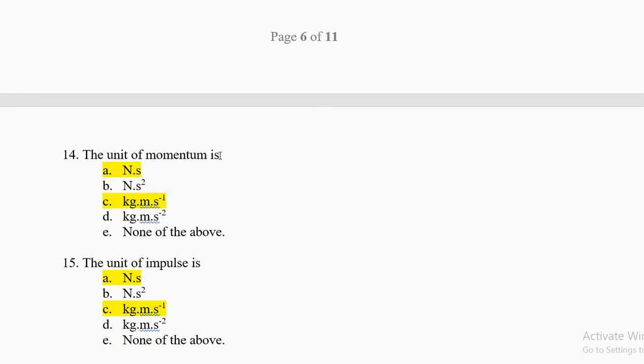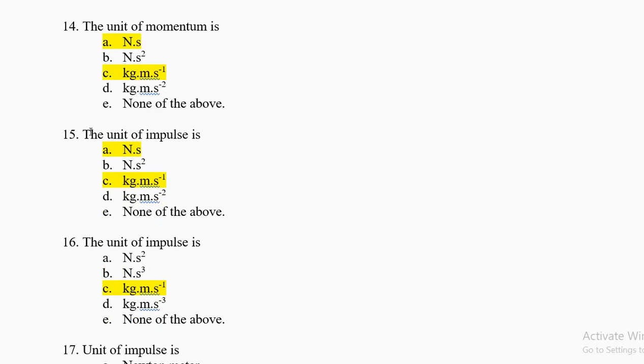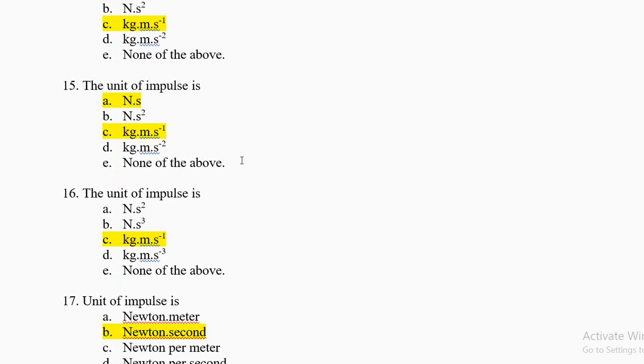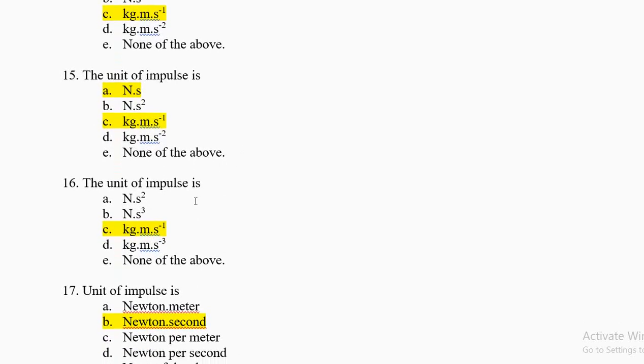14th is the unit of momentum is, now you can think about momentum in two ways. The first thing is force into time. So you'll get Newton second. The other thing is momentum is mass into velocity. So it is kilogram meter second minus 1. Both are correct. A and C for 14th. Impulse and momentum have same units. So 15th question is very similar to 14th. Nothing is happening there.